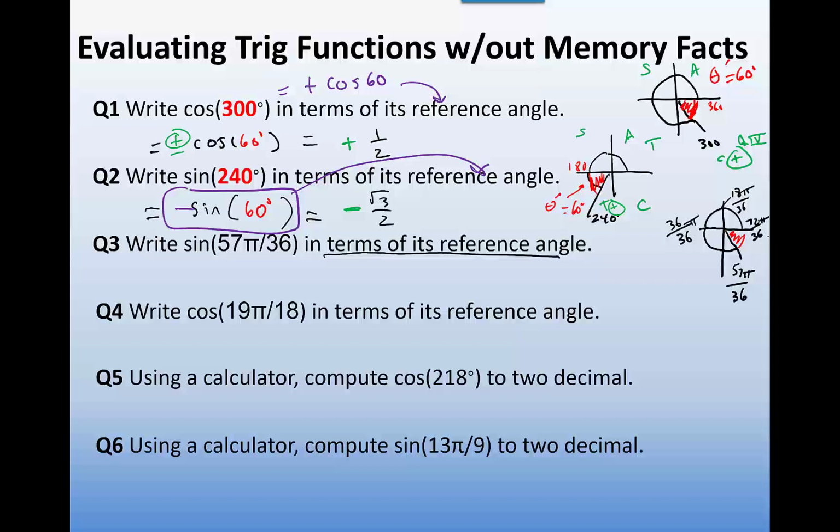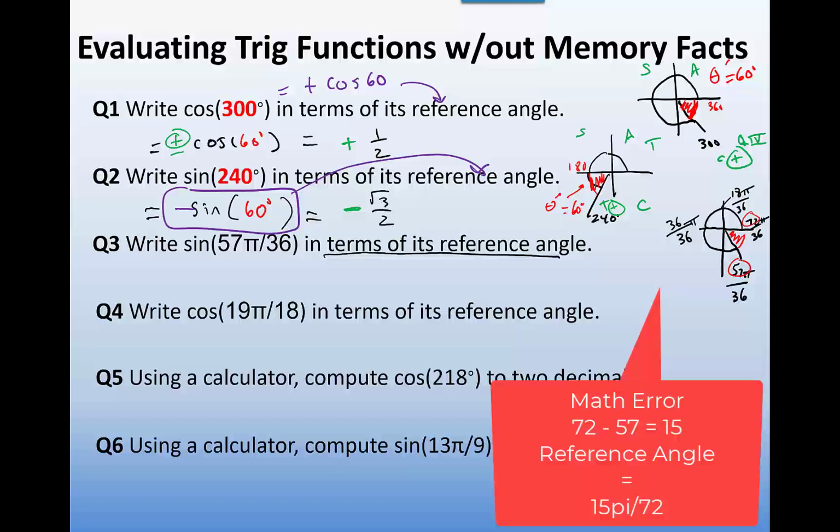And now I can see what to do for the reference angle. I have to subtract and find the difference between the black angle and the 2 pi. So when I do 72 minus 56, I get 16. So this reference angle here is 16 pi out of 36. And it turns out to also be reducible to 4 pi out of 9 if I divide everything by 4. So I've got my reference angle now.